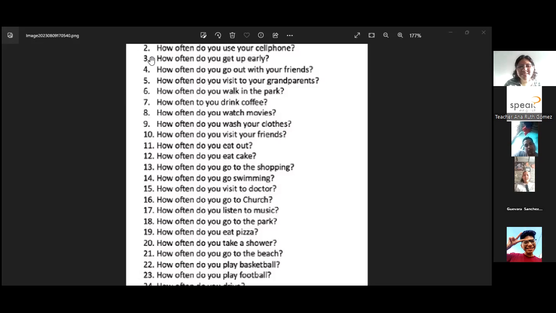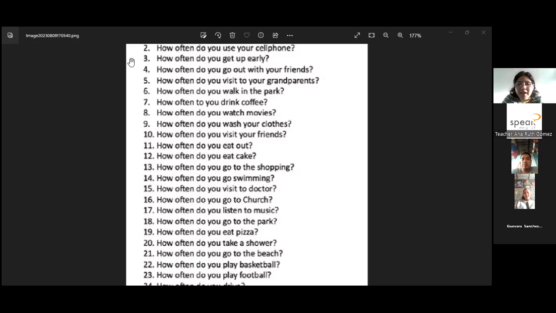Okay, next, the number 6. Roberto, please. How often do you walk in the park? I go to the park every day, I think. Every day? Yeah. Okay. The number 7. Arely, please. How often do you drink coffee? I never drink coffee. Oh my God. Why? You don't like? I don't like. Oh, so sad. It's very sad.